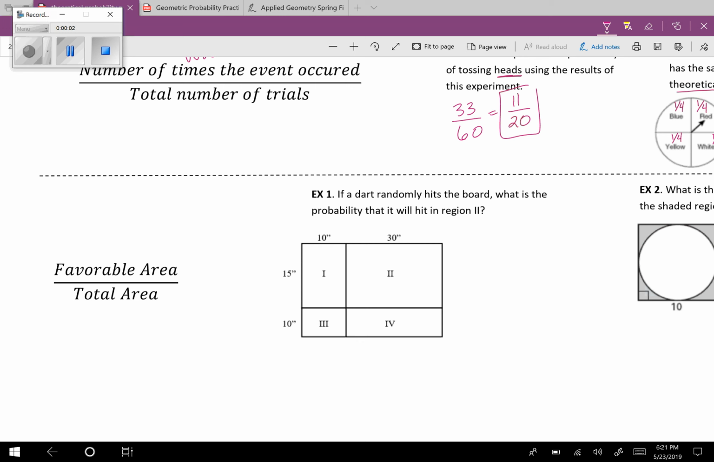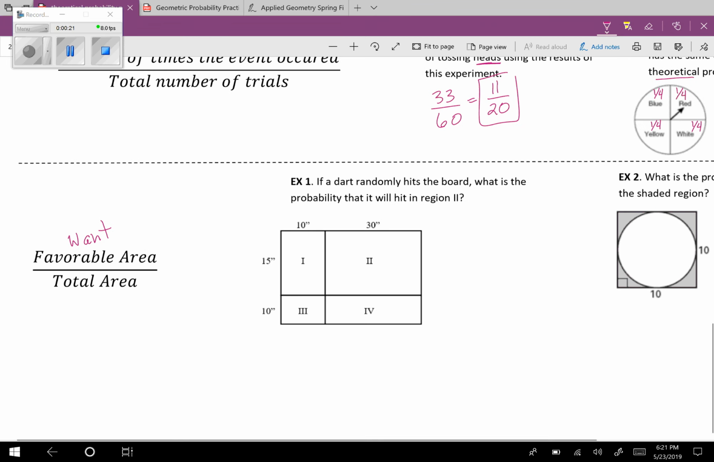Okay, welcome. In this video, we're going to go over geometric probability. So this is probability that's based on areas. So you have to find the favorable area, remember, the area that you want, and it's going to be out of the total area. So I think the easiest thing to do is just to find the total area first, and then decide what your favorable area is going to be.